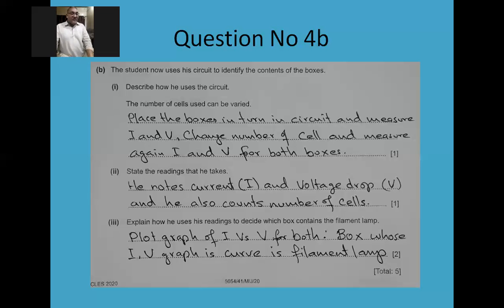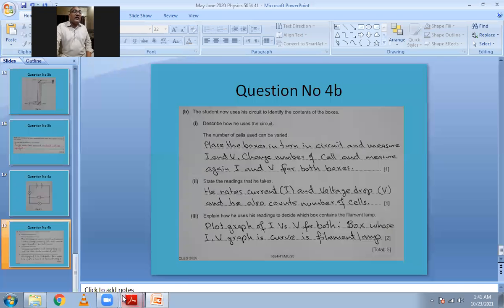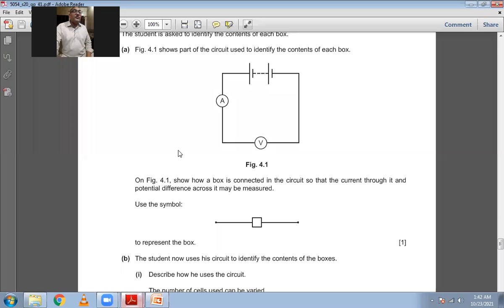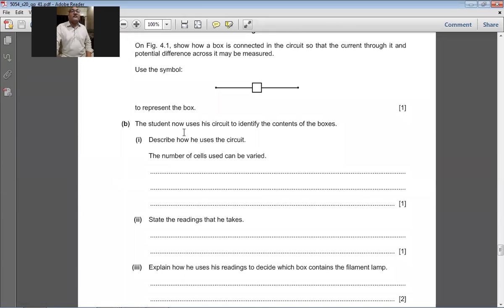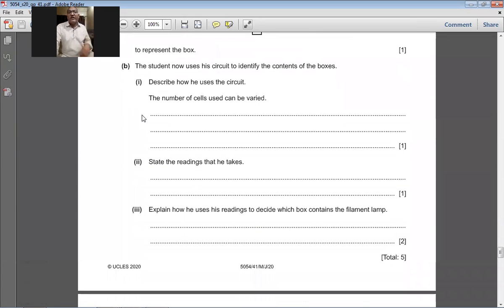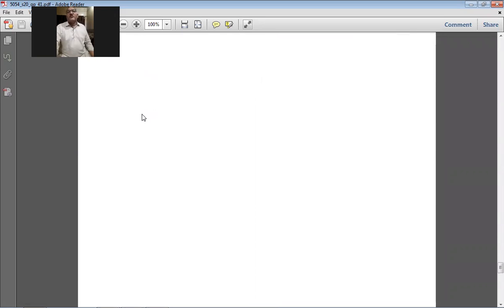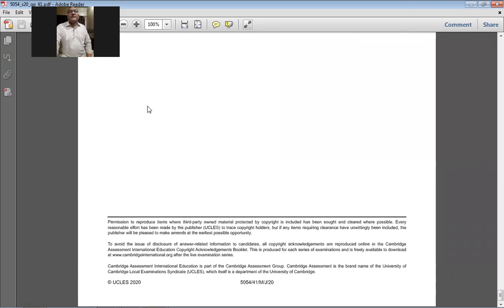So my dear students, by this question, we have reached the end of this paper. Let me show you that that is the question we were doing. So your question is over. Your paper is over.